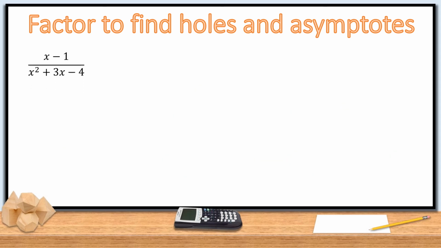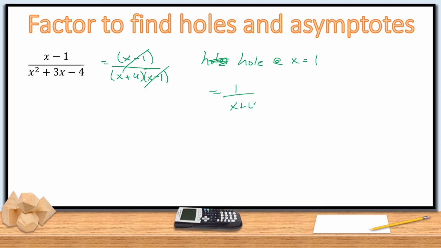All right, so we got x minus 1 over x squared plus 3x minus 4. Looking at the bottom one, it's a quadratic. Can we factor it? So x minus 1 is already a linear function. We can't factor it. But the bottom part, factors of -4 that add up to be 3. We've got x plus 4, x minus 1. So we would say, yep, there is a hole at x equals 1. And then we're left with 1 over x plus 4.